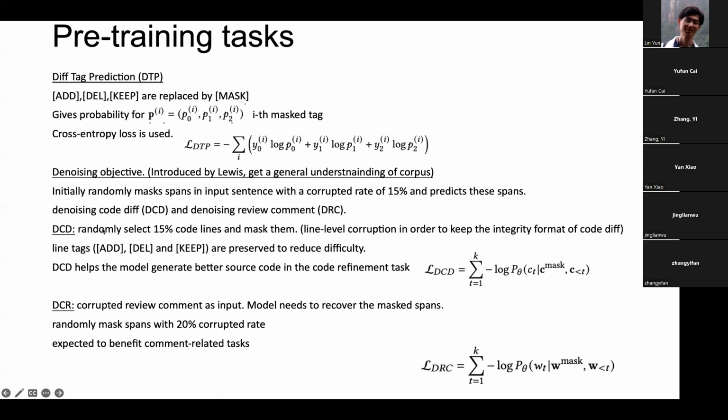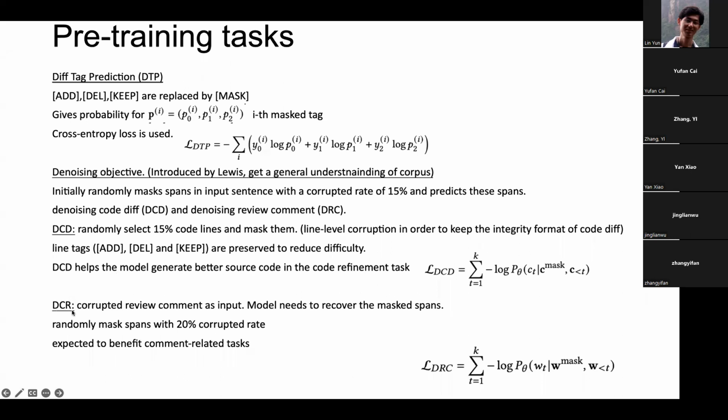For denoising code diff, they randomly select 50% of code lines and mask them. So this is a line-level corruption. They want to keep the integrity of the format of the code diff. They still keep these three tags, and they just mask the line, and the model will try to predict what the line, the code change, is. So DCD helps the model generate better source code in the code refinement task. And the loss is: you have masked code, you try to predict the masked code, and you train the model.